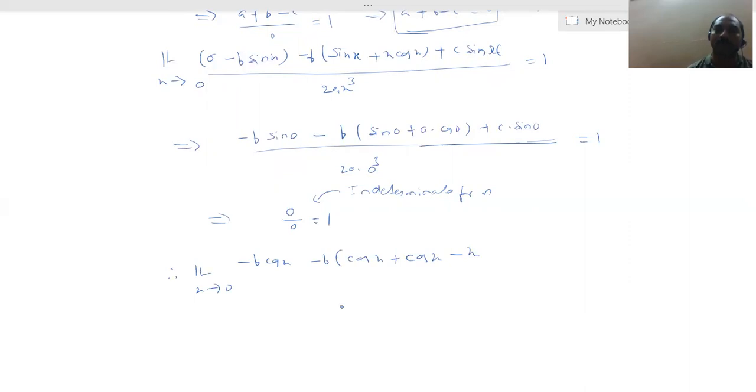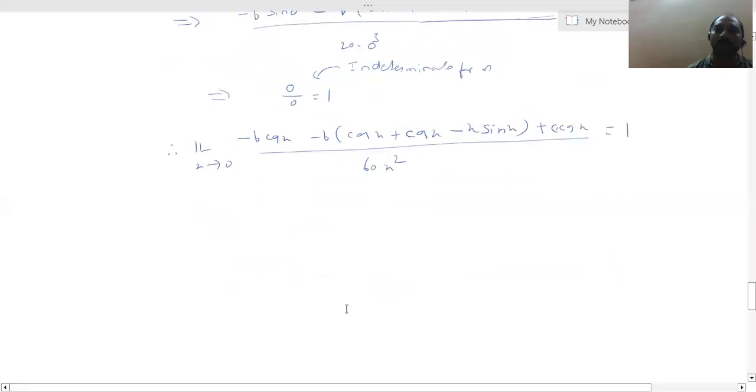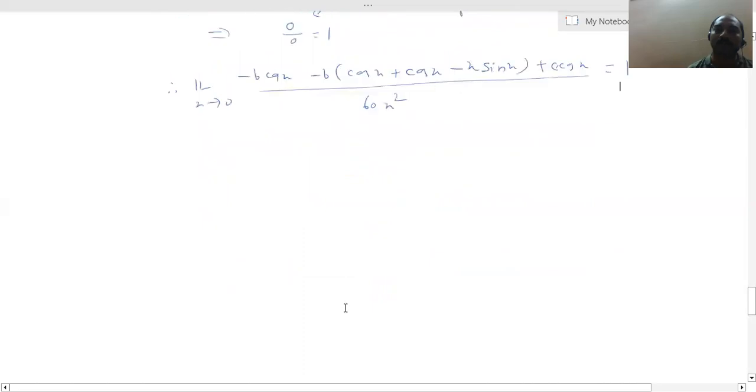You write down minus, plus, sin x. The derivative of sin x is cos x, plus c times cos x, over the denominator's derivative: 20 into 3 times x square, that means 60 x square, equal to 1. Once again you apply the limit values, a routine procedure, until we get the denominator as a constant.